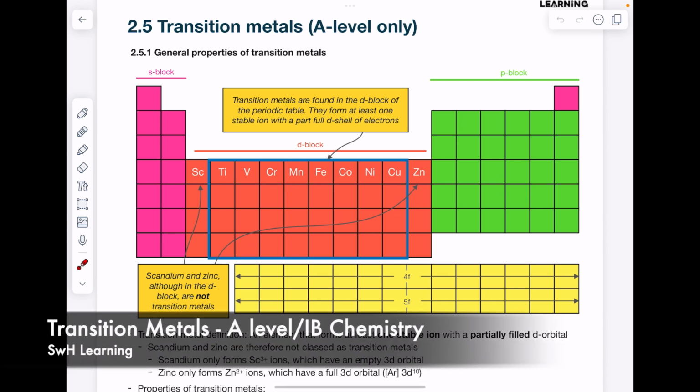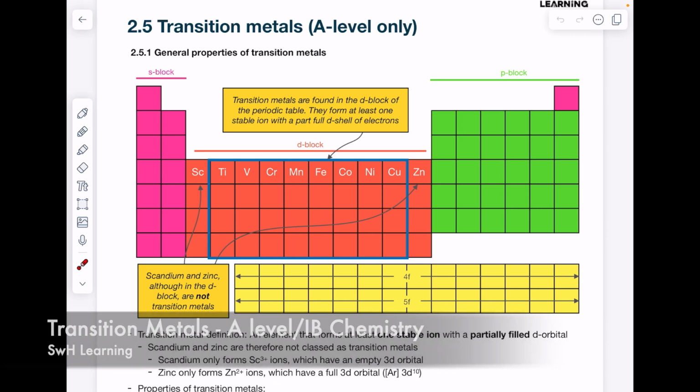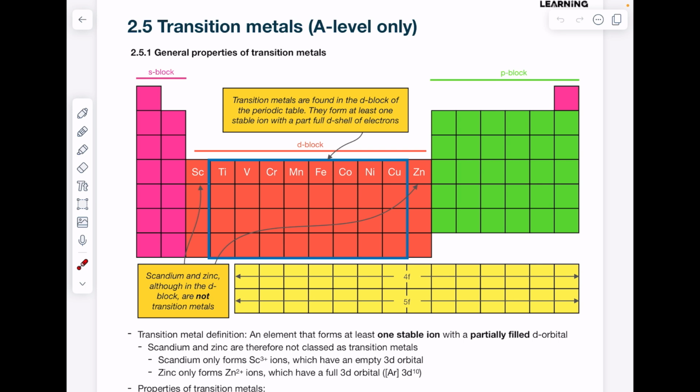Transition metals now, quite a large A-level A2 topic. The first thing to be aware of is that the transition metals are found in what's known as the D block of the periodic table. Here's your S block, your P block, your D block.